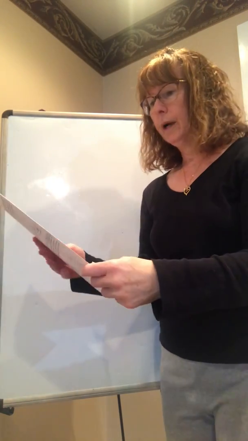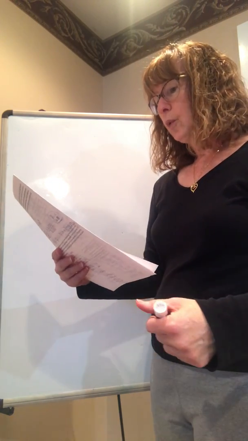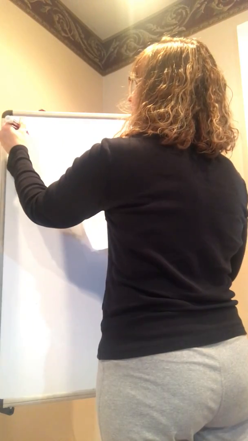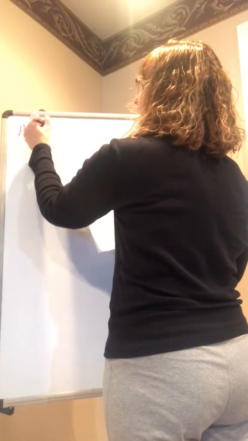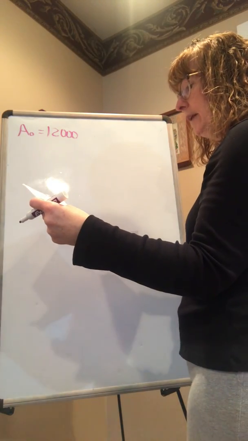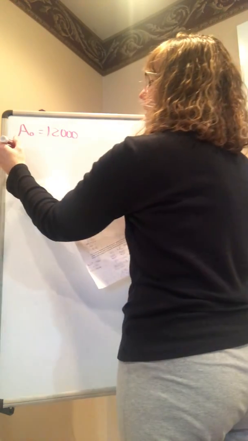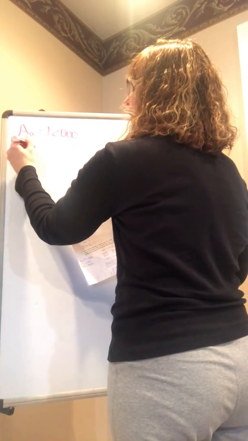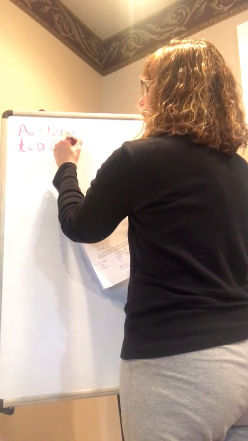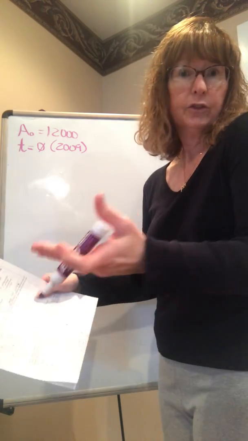So, number 1, Sienna invests an initial amount of $12,000. So, like I always like you to do, make a list. A sub 0 is 12,000. Always a good idea. In a stock, Verizon stock, in 2009. Now, guys, time 0 is 2009. We always begin our count from when the problem starts, and here it's 2009.